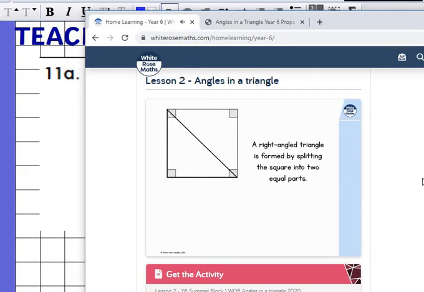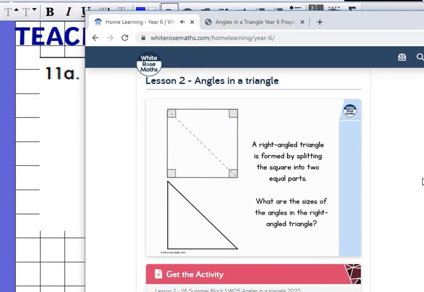I formed a right-angled triangle by splitting the square into 2 equal parts. So just to visualize that, let's take that triangle down. And we can see the original square at the top of the line showing where we split it into 2 equal parts. So then, if we're able to do that, what would be the sizes of the angles in the right-angled triangle that we've just made? Pause the video, have a think for yourself. What would be the size of those angles?